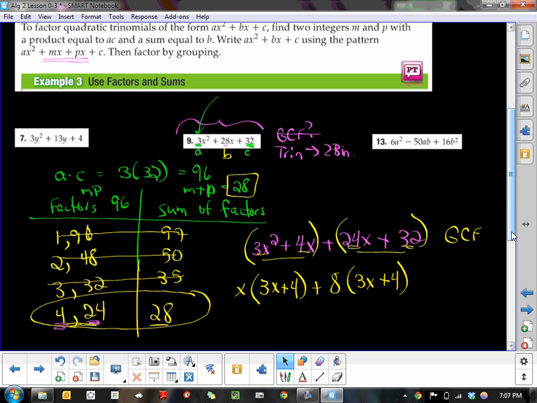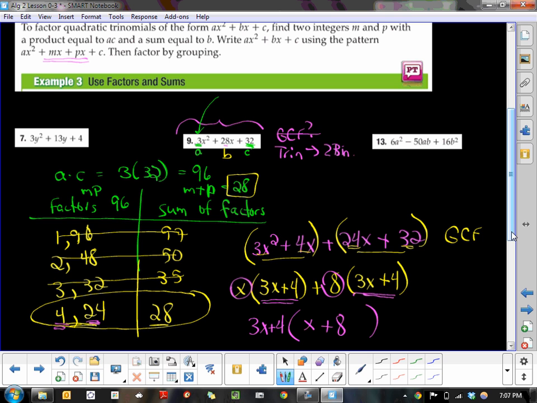Now, just like we had last time, this common factor shows up in both of our expressions. So we're going to factor out, we're going to pull out the 3x plus 4, out of our two binomials. And what's left when I factor that out is an x and an 8, so x plus 8. And this is our binomial factorization for number 9.